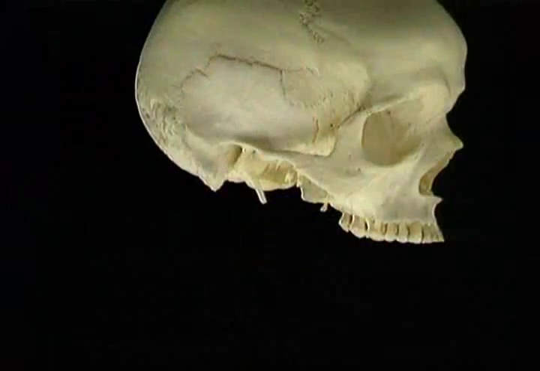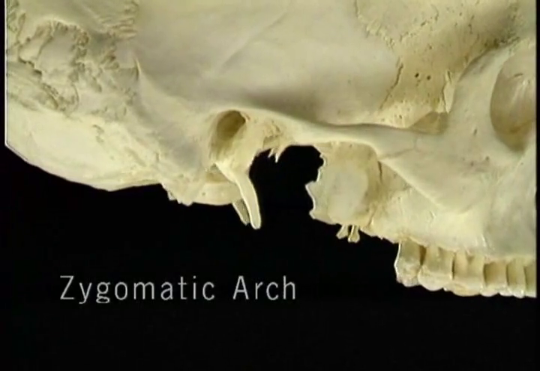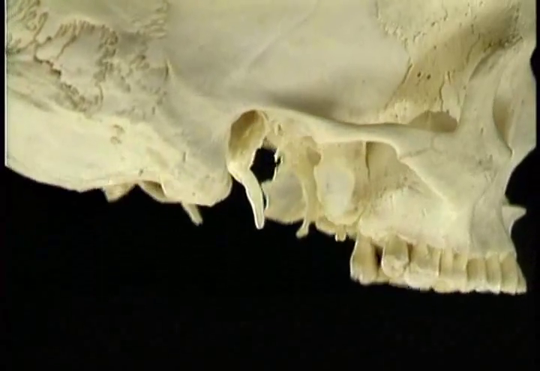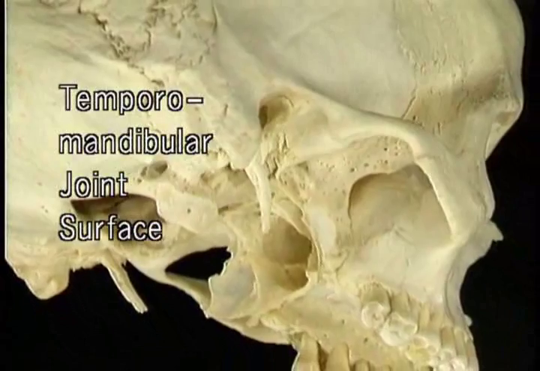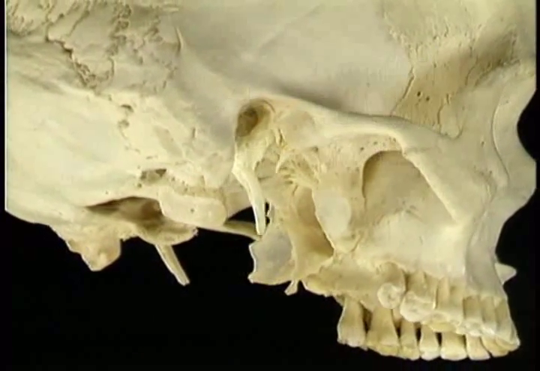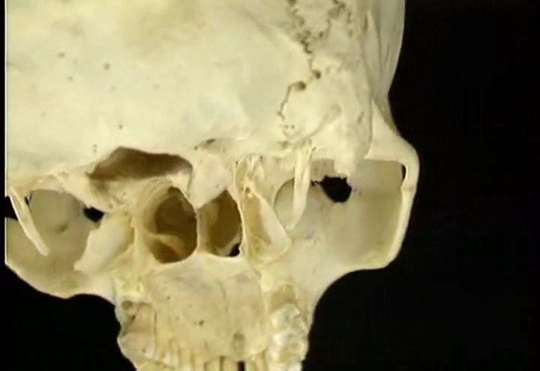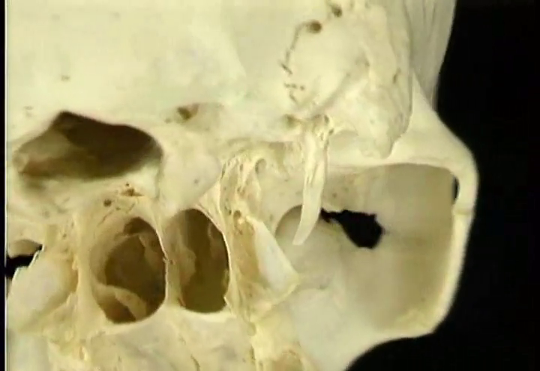Look at the parts of the facial skeleton that we'll be seeing in this section. Here's the zygomatic arch, enclosing the temporal fossa and the infratemporal fossa. Here's the joint surface of the temporomandibular joint, with the external auditory meatus and the styloid process just behind it. Here are the pterygoid plates, with the pterygoid fossa between them.